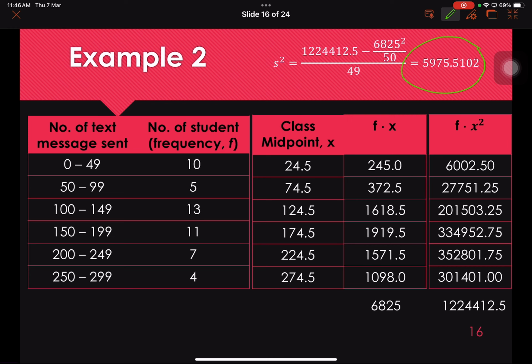What does it mean here? Because we calculate the number of text messages, right? So this says we have 5,975.51 message square. We don't say message, we say message square. Why square? Because variance is with square. So if we put a unit after the answer there, we should put square. So how do you explain message square?